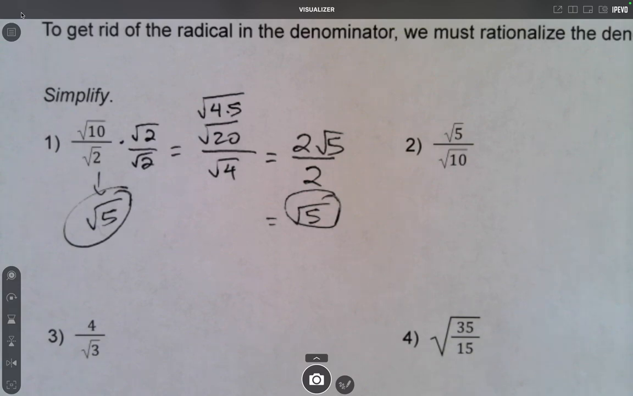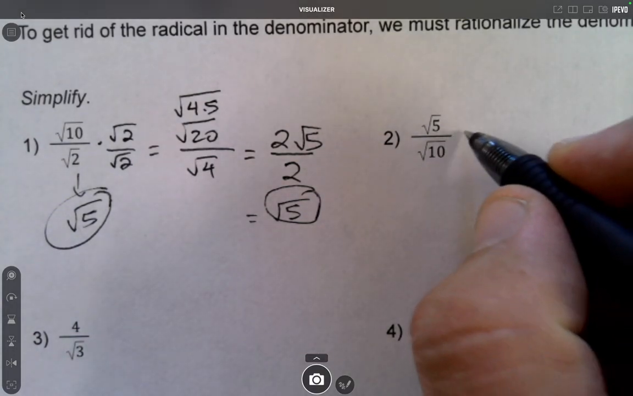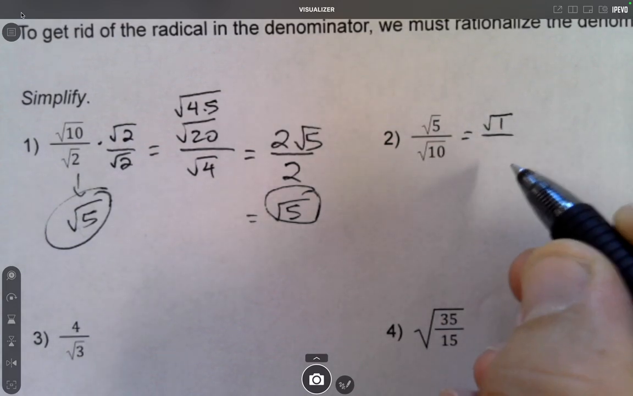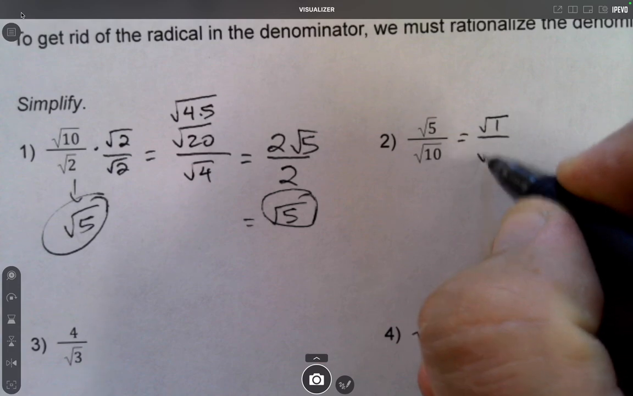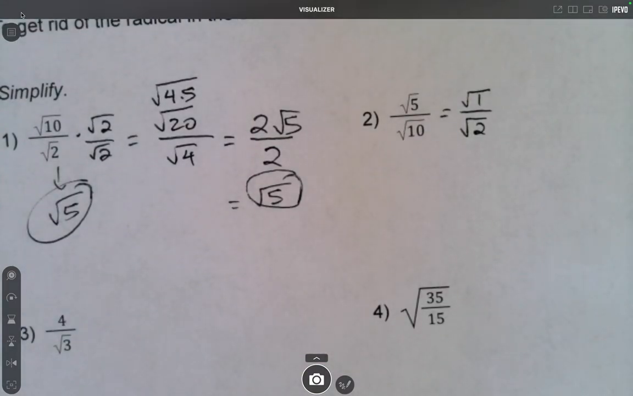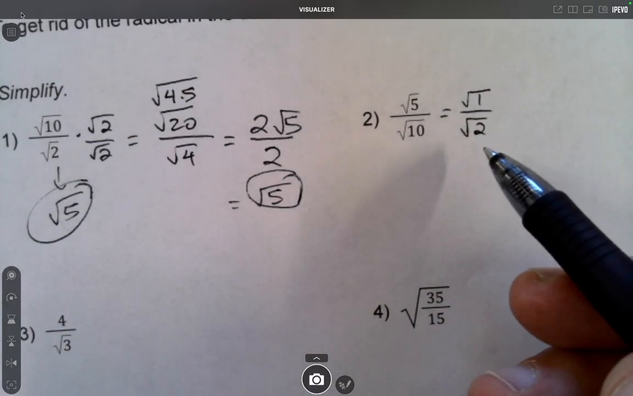So in number 2, we will look first and say, let's reduce before we rationalize the denominator. These are both divisible by 5. So I can say 5 divided by 5 is 1. And you can just say 1 because the square root of 1 is 1. 10 divided by 5 is 2. You do have to keep the square root in that case. So we really have 1 over the square root of 2.